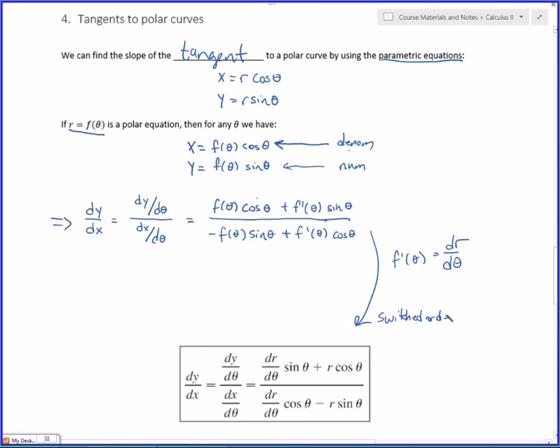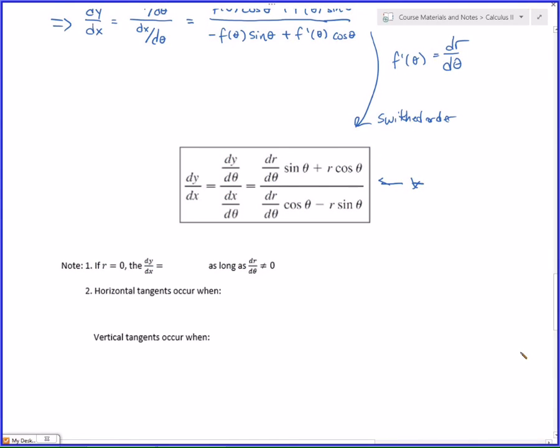But here's now your formula for taking the derivatives. Okay. So I've got to stop there. I don't have time for the example. We'll do the example at the beginning of class next time, and then from there, once we've done tangents, we'll talk about areas.